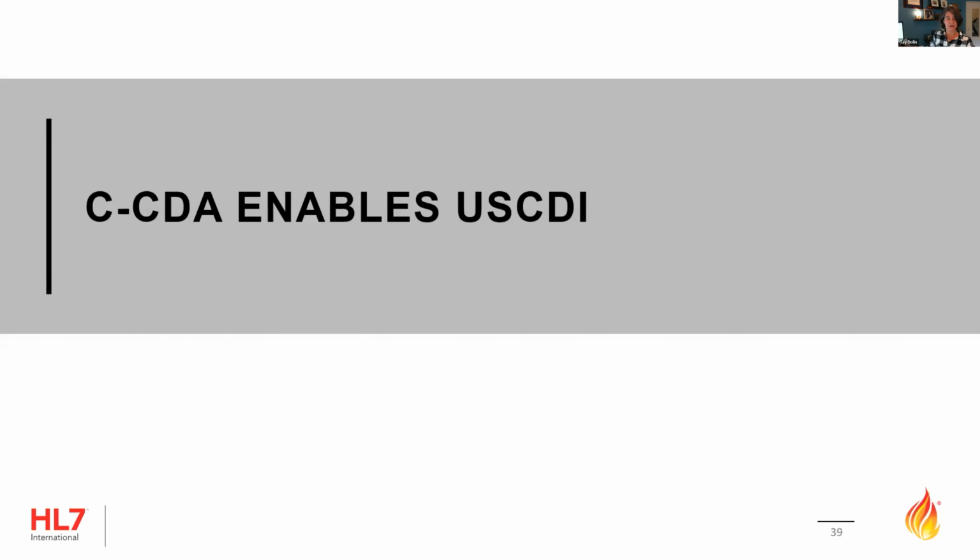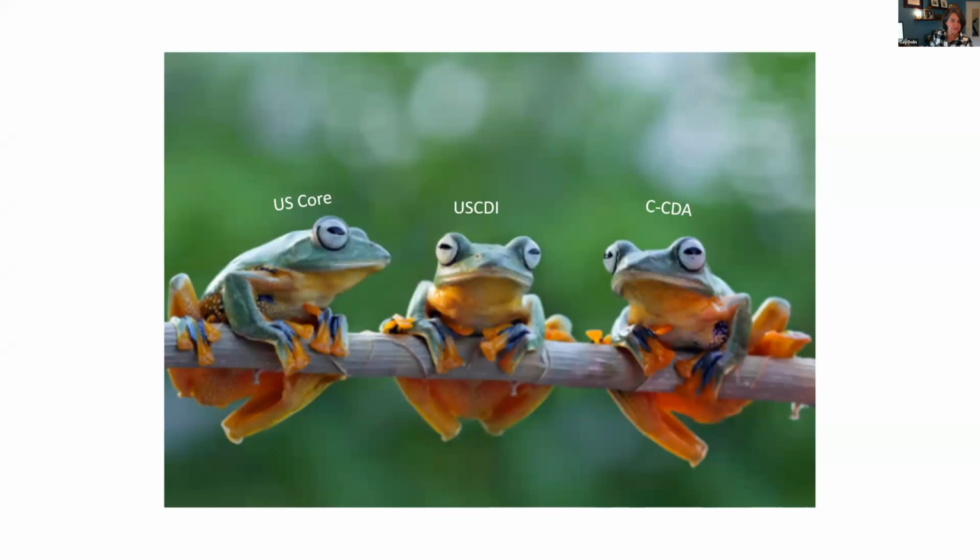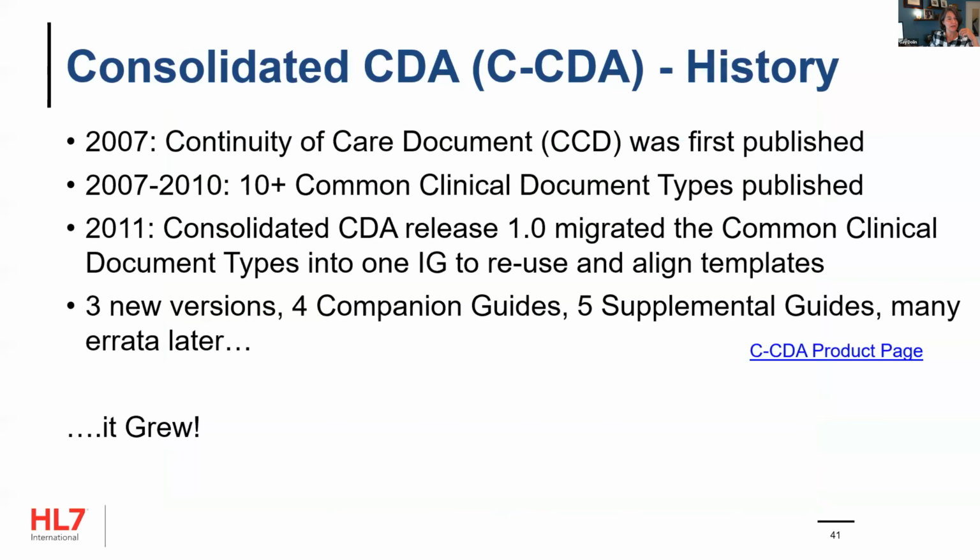C-CDA, on the CDA side, stands for consolidated CDA, and it enables USCDI. Here's our little froggy picture. USCDI states the data elements every year, annually, and together the US Core and C-CDA teams work together to clarify the definitions and play along in that leapfrog game.